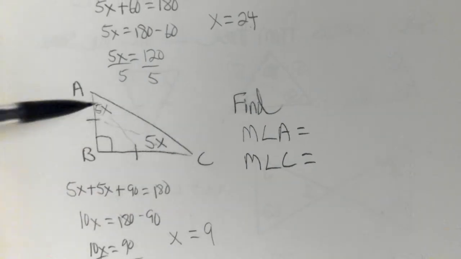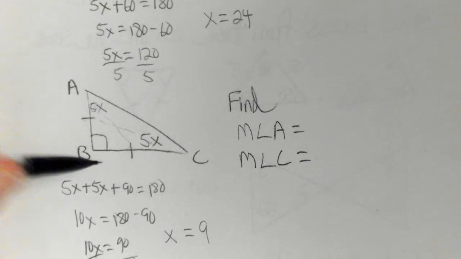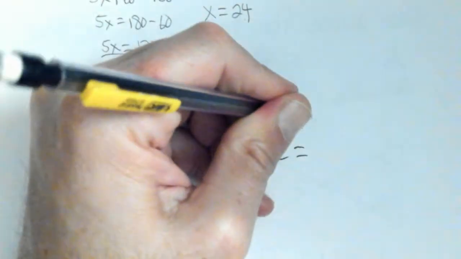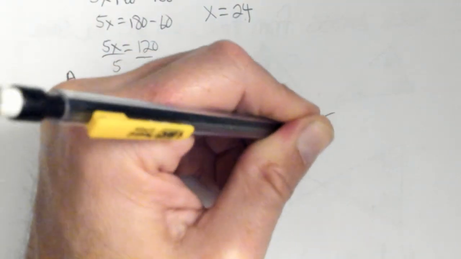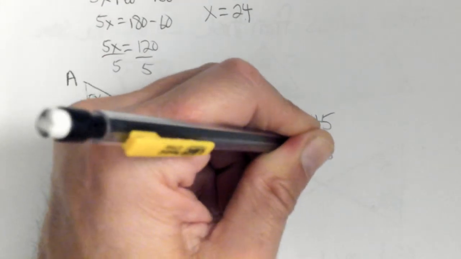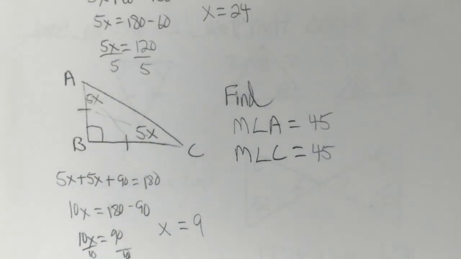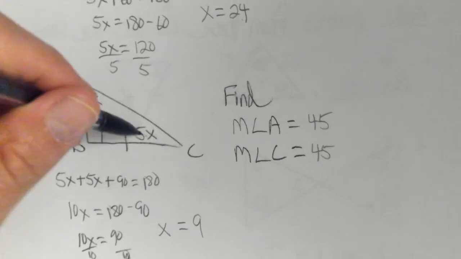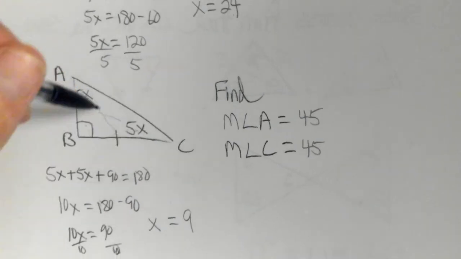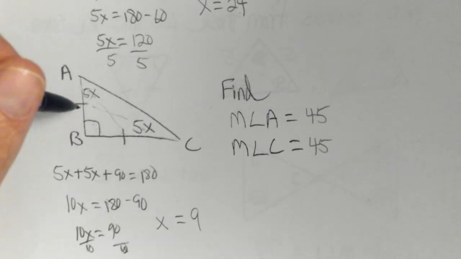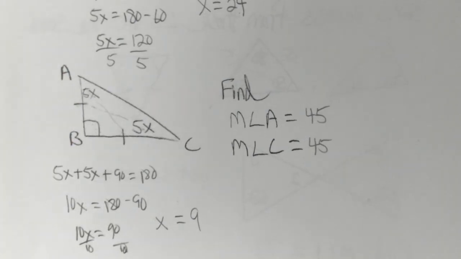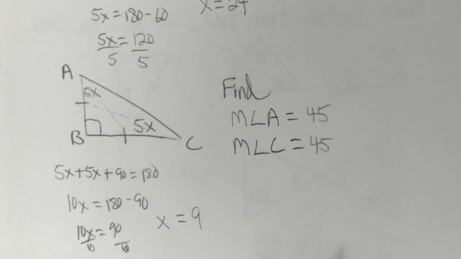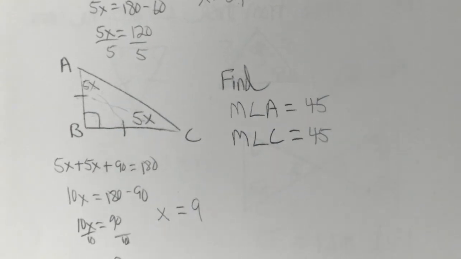So if I put in a 9 here, 9 times 5, that'll be 45. And if angle A is 45, then angle C also has to be 45. And so once again, add up all of the angles on the inside of the triangle to 180, solve for x, and then just go back and plug into the parts that they're asking you for, and then you'll come up with it.